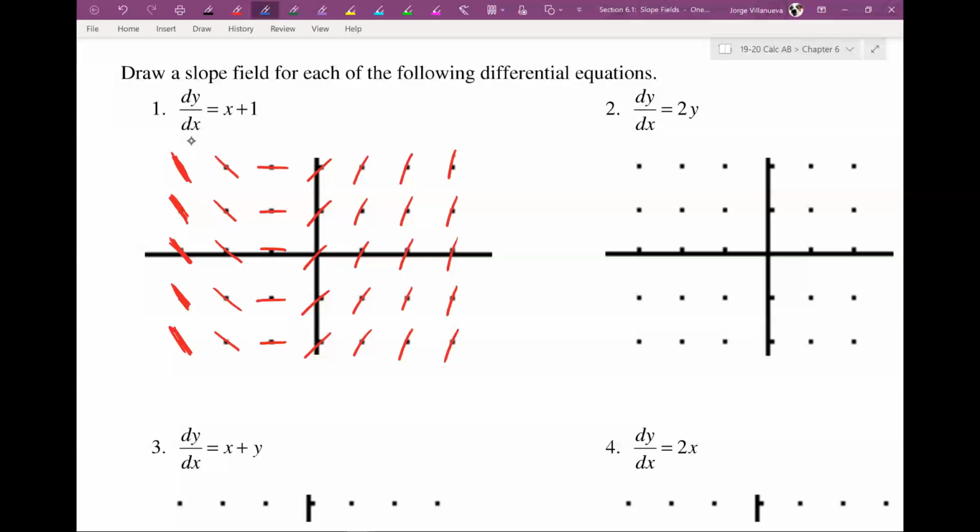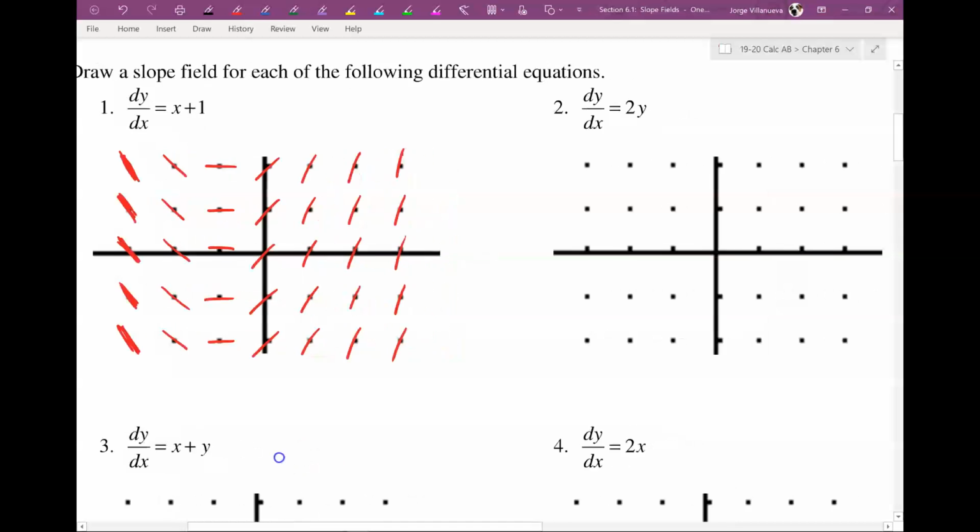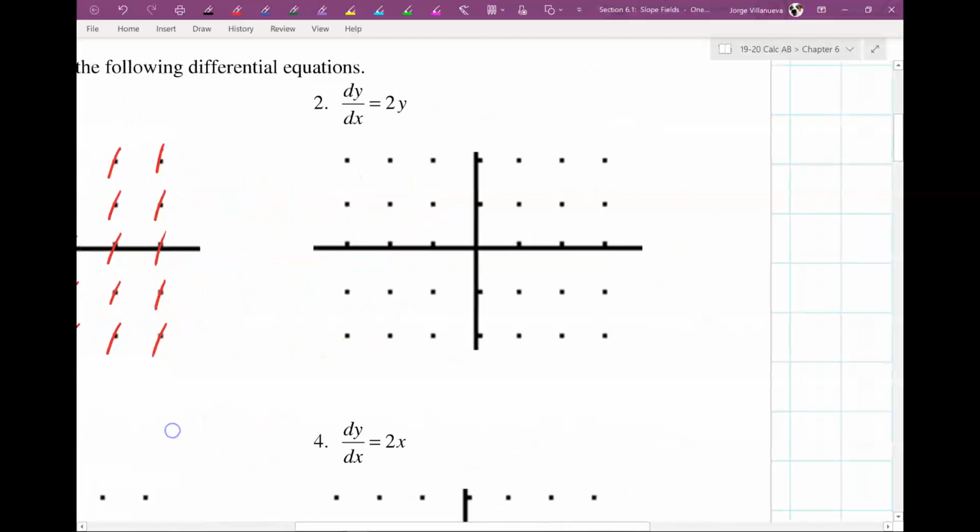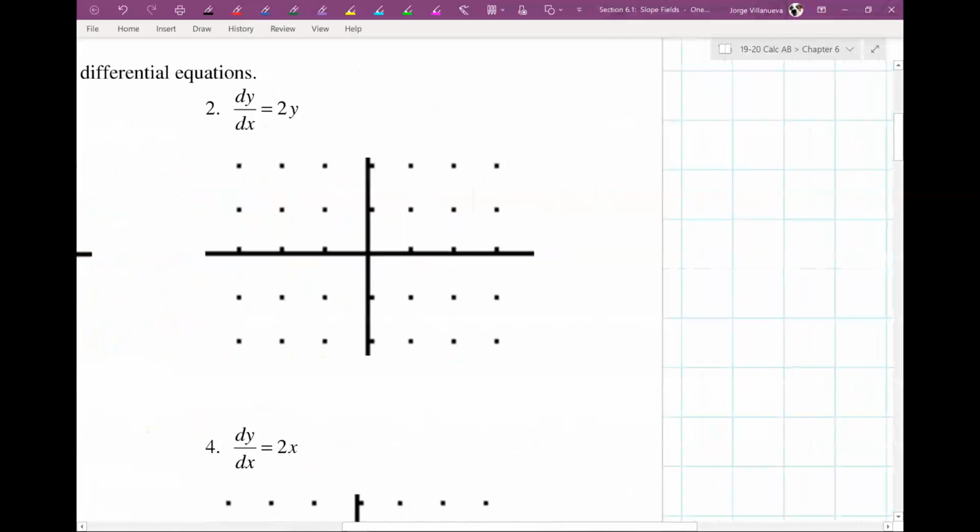Right? I mean, not bad. Just plug in numbers and check. All right. Question number 2: dy/dx equals 2y. So I'm just going to pick numbers again. Let's start with the top left corner because, yeah, you do have to calculate all of them.